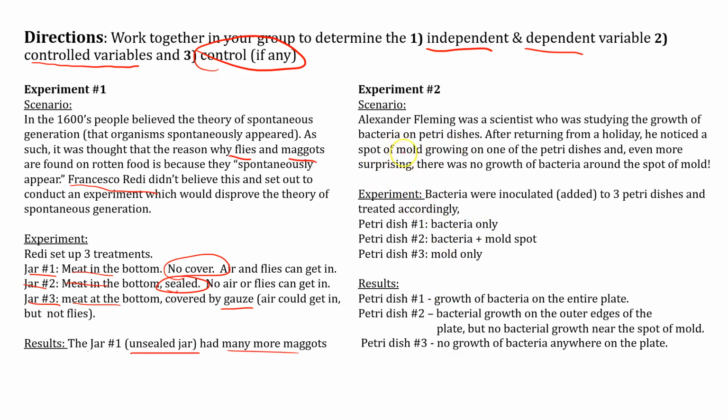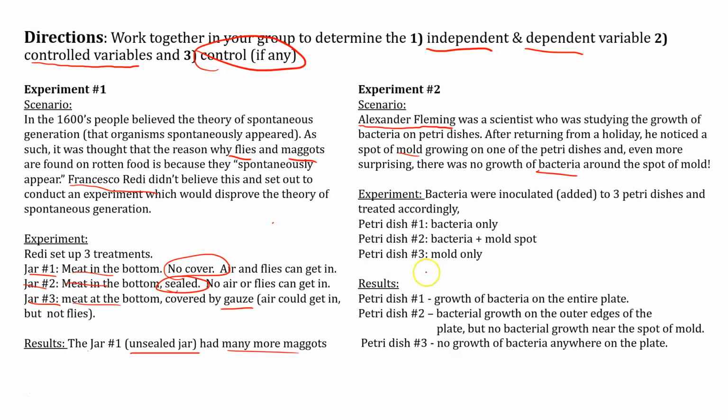Experiment number 2, this goes back to Alexander Fleming's famous discovery of penicillin. So he was actually a scientist studying the growth of bacteria, and he went on vacation, came back and noticed that on one of his dishes that he was growing bacteria on, there was some mold growing. And what was more surprising is that around that area of mold, there was no bacteria growing. Right? So he's growing it on what's called a petri dish, which is just kind of a plastic dish that looks like this.